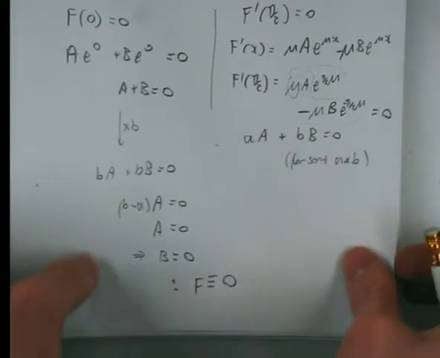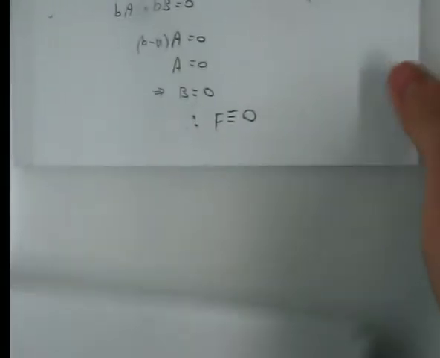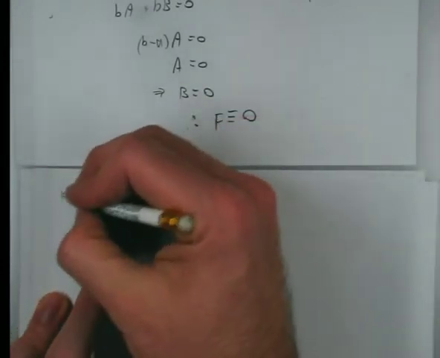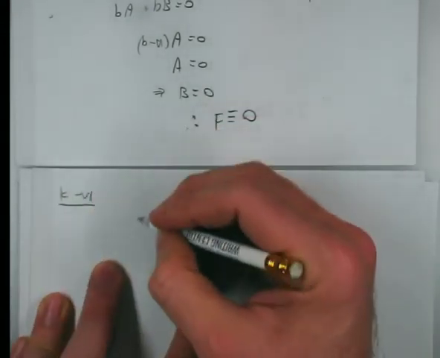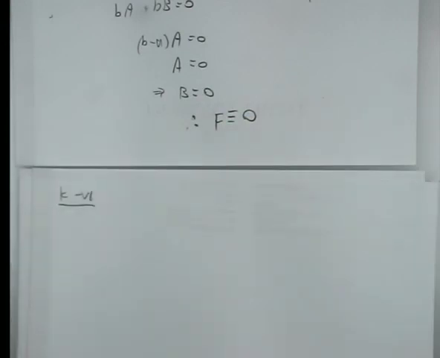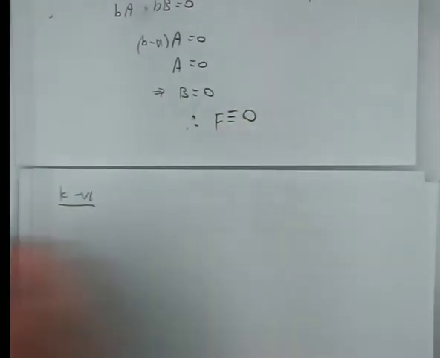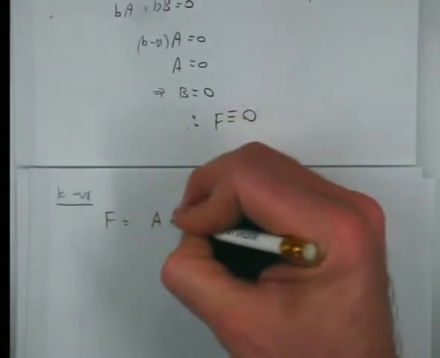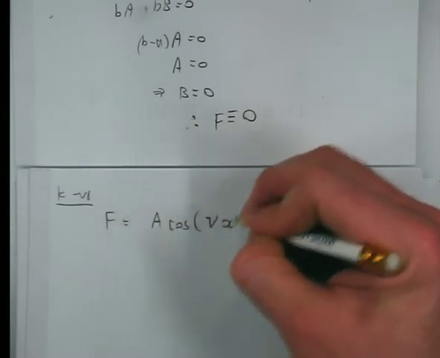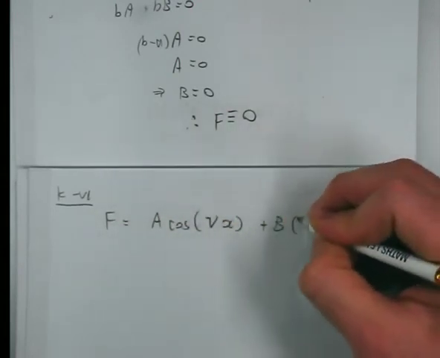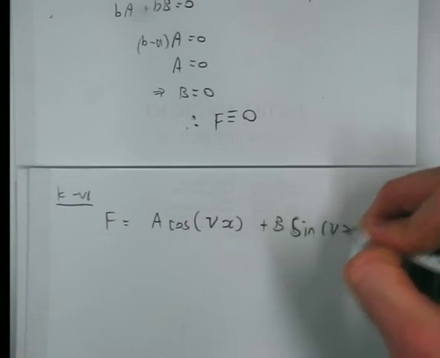And so finally, I deal with the case where k is negative, which got me the solution of f is a cos nu x plus b sine nu x.